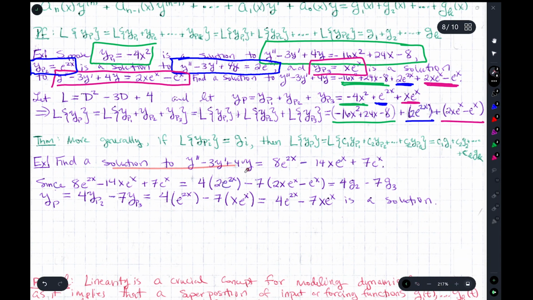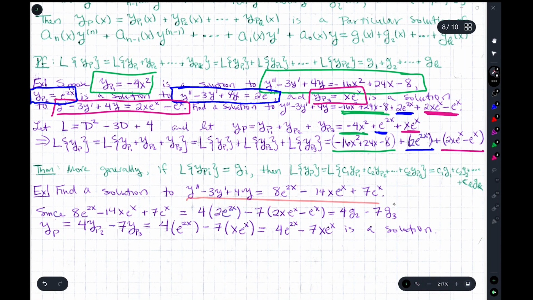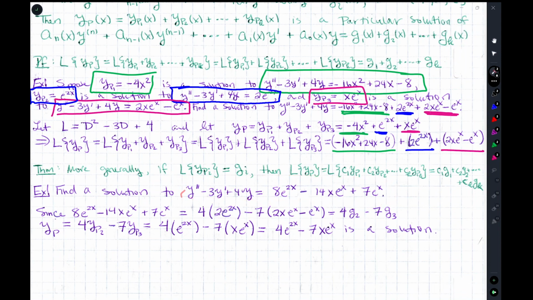So find the solution of this non-homogeneous equation. It looks kind of similar to the non-homogeneous equation we considered up here, doesn't it? Almost. Here you have a 2e^(2x), but here you've got an 8. And here you had 2x e^x minus e^x, but here you have these. So what are we going to do?